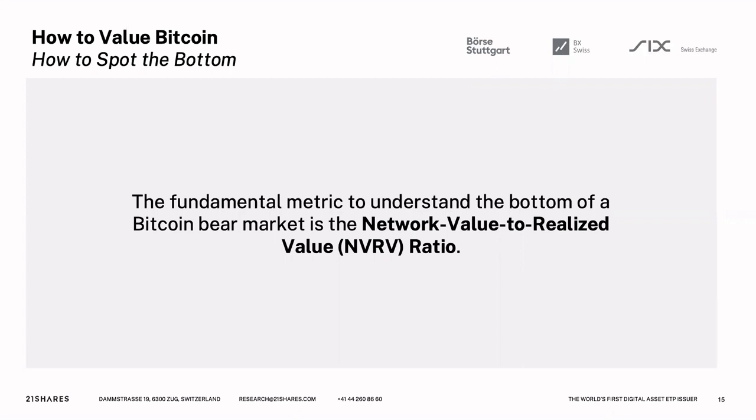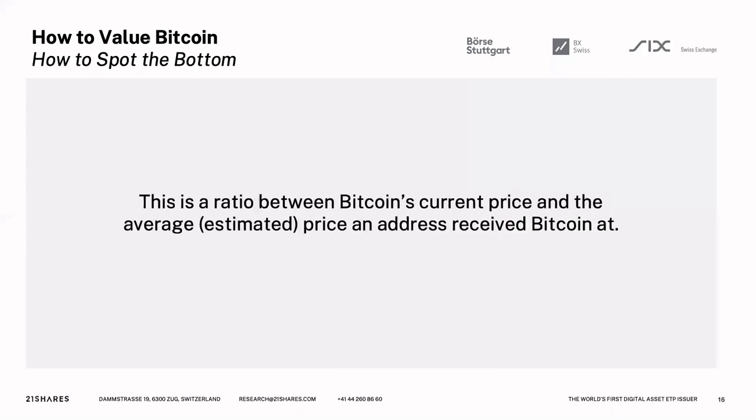So this section is called How to Spot the Bottom. A fundamental metric we like to use as a research team to understand where the bottom of a potential Bitcoin bear market is is called the network value to realized value ratio. And we can understand this as a sort of cost basis analysis for Bitcoin.